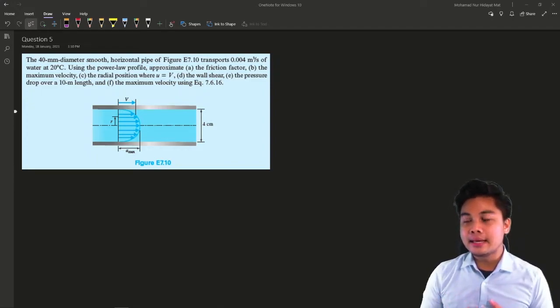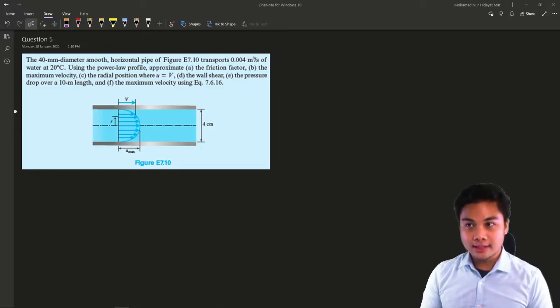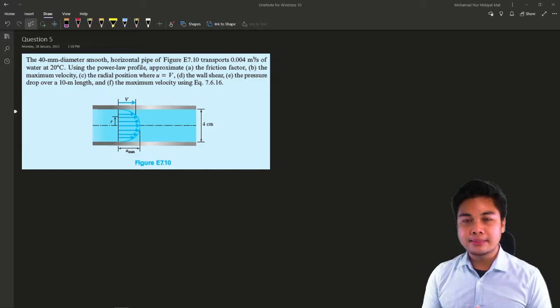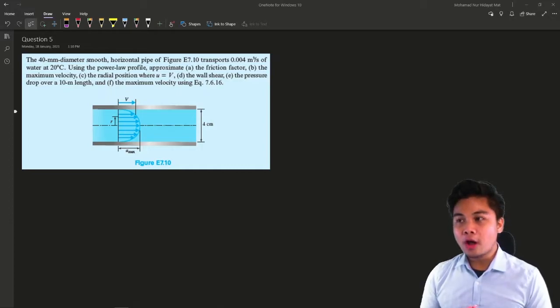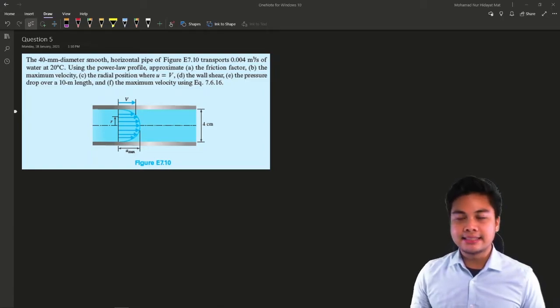Today we have a question: the 40 mm diameter smooth horizontal pipe of the figure transports 0.004 cubic meter per second of water at 20 degrees Celsius. Using the power law profile, approximate (a) the friction factor f, (b) the maximum velocity, (c) the radial position where u equals V, which in this case is y, (d) the wall shear, tau, (e) the pressure drop over a 10 meter length, delta P, and lastly the maximum velocity using equation 7.6.16.